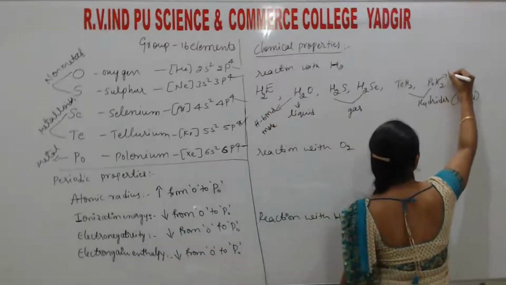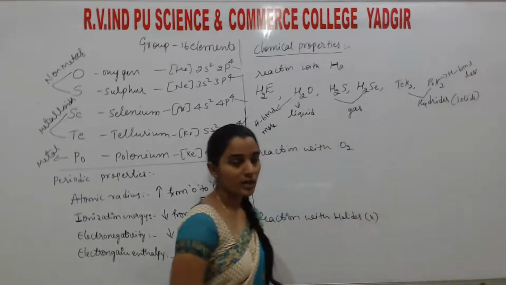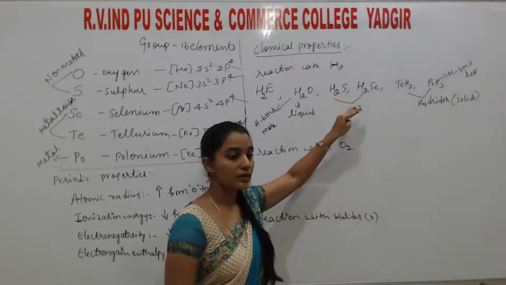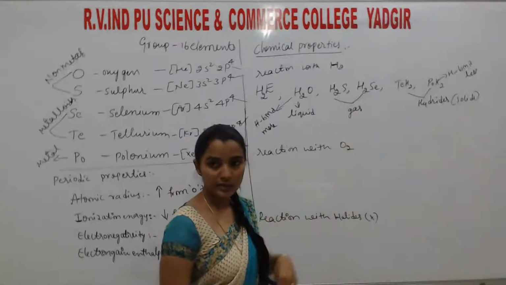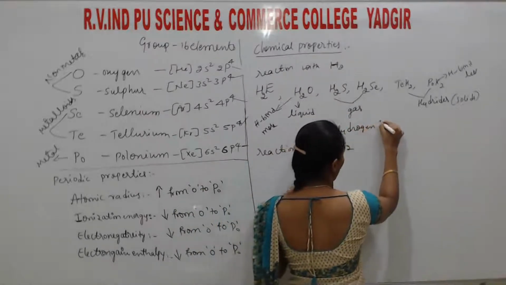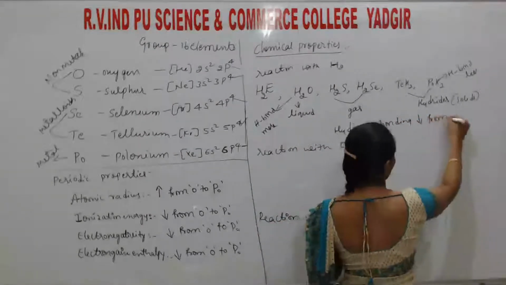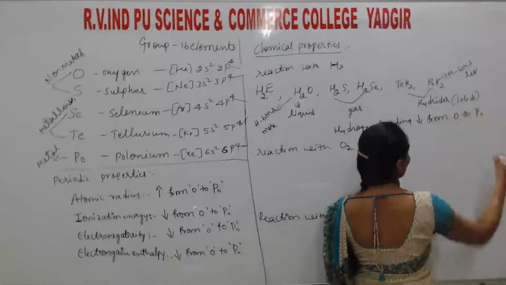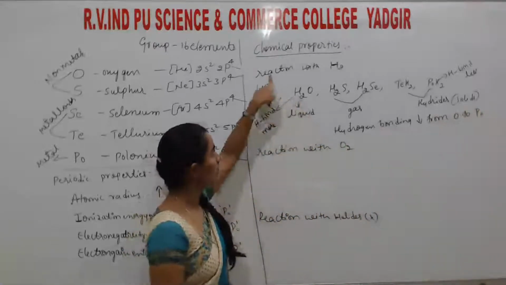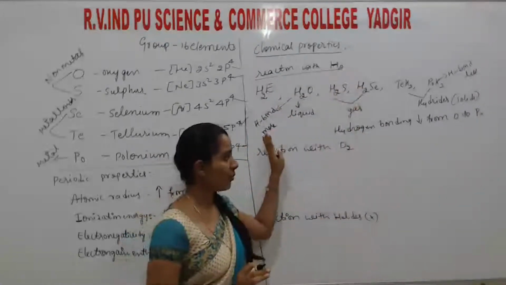Here, hydrogen bonding is less. So along the group from oxygen to polonium, hydrogen bonding decreases. Understand? This is the one thing you have to remember about the reaction of hydrogen: which type of compound they will form.